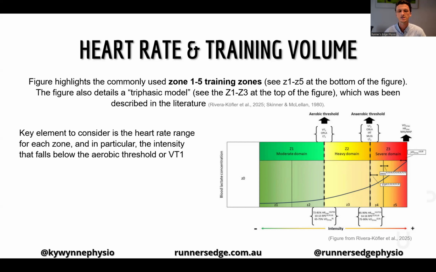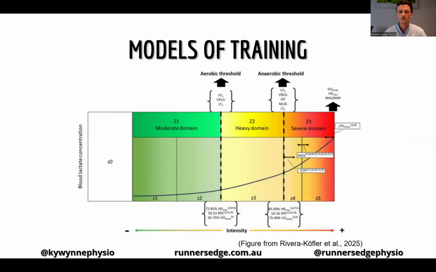This figure highlights some of the commonly used training zones from zone 1 to 5. And you can also see this figure has a 3-zone model as well, or a triphasic model. And the key element to consider here is our heart rate range for each zone, and in particular, the intensity where the heart rate falls below our aerobic threshold, which is our VT1. And I'll show this on this next figure. So our aerobic threshold is typically where we go from our easier heart rate to more of our moderate or higher intensity heart rates. And there is some science behind that.